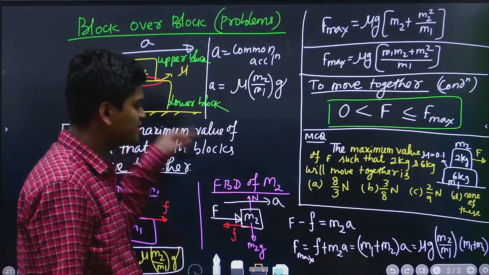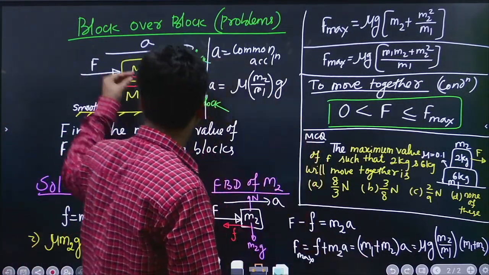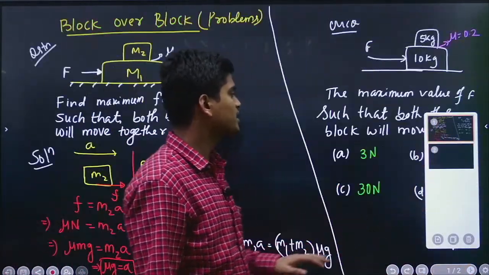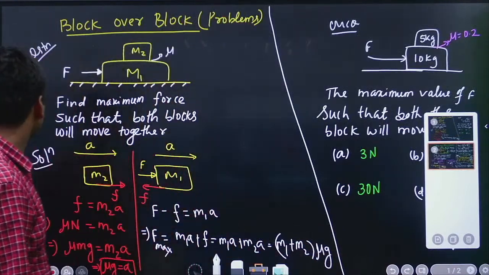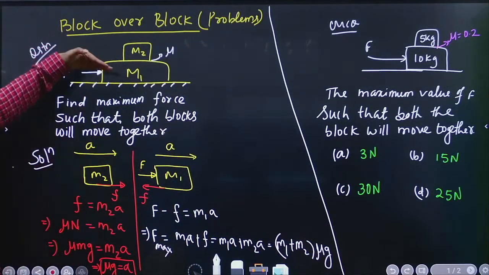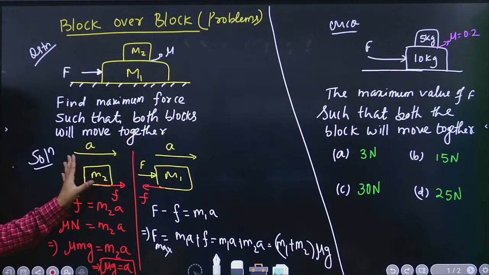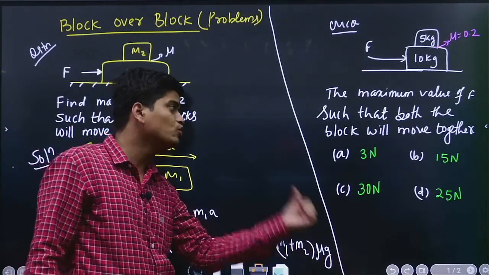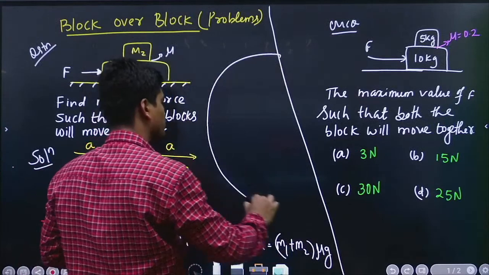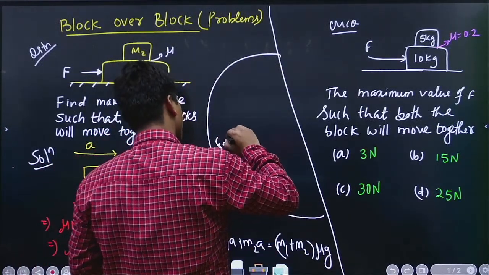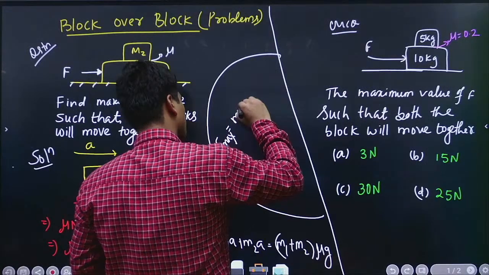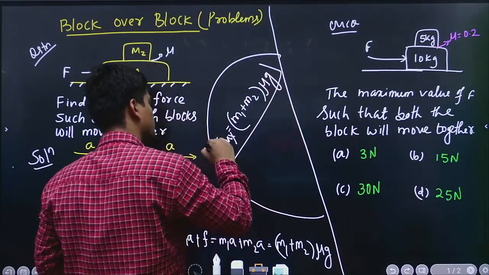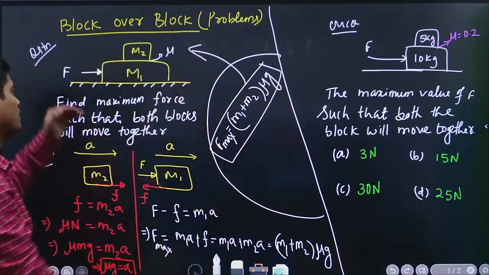Okay, so remember this much idea. Same case, if F is acting on m1, then what is the condition? Now this condition you can understand directly. If F is acting on m1, then you draw a similar free body diagram of m2 and m1, and the maximum force condition comes as m1 plus m2 into mu g. So remember here, F max is nothing but m1 plus m2 into mu g. This is the maximum force condition for this situation.